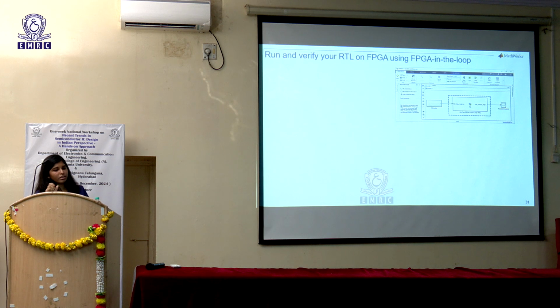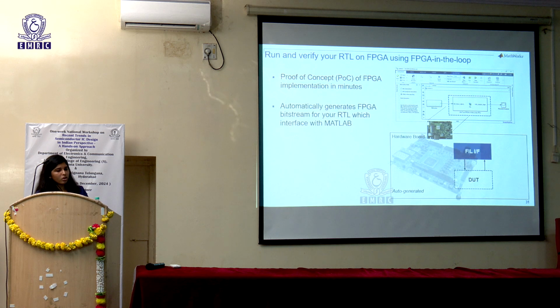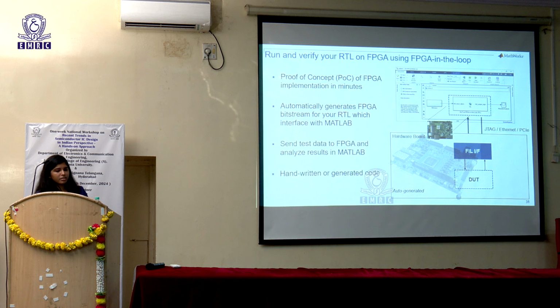So what FPGA in the loop does is, you have your proof of concept, which you can deploy onto FPGA. You push inputs from MATLAB, take outputs into MATLAB and do verification. So this is all automated. You don't have to do the bitstream generation, everything. If you use this FPGA in the loop app, it automatically generates the bitstream and the software interface, whatever is required to run. And this helps in running the code much faster.